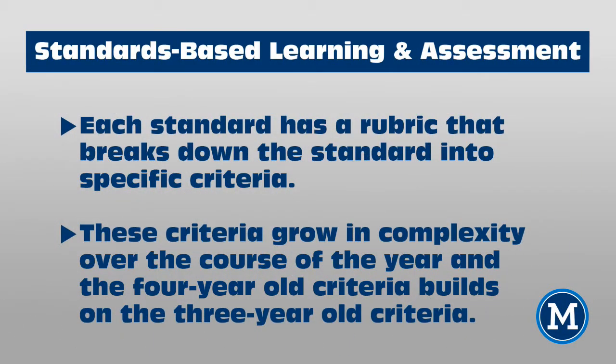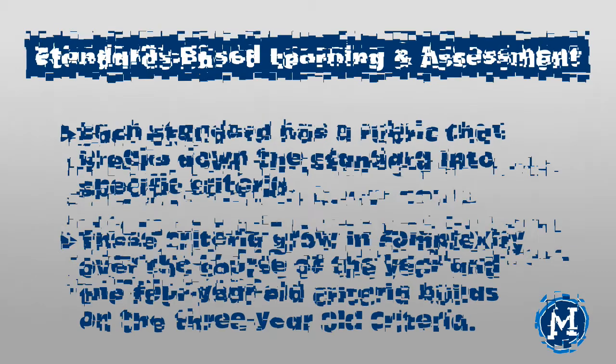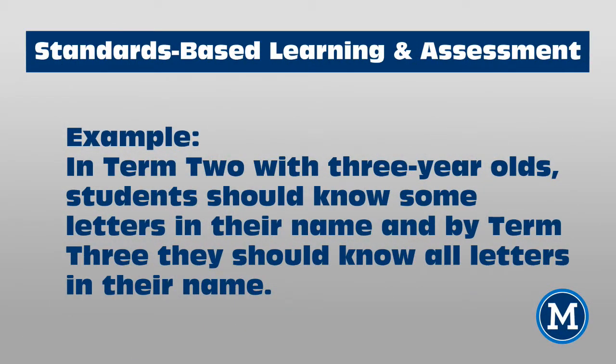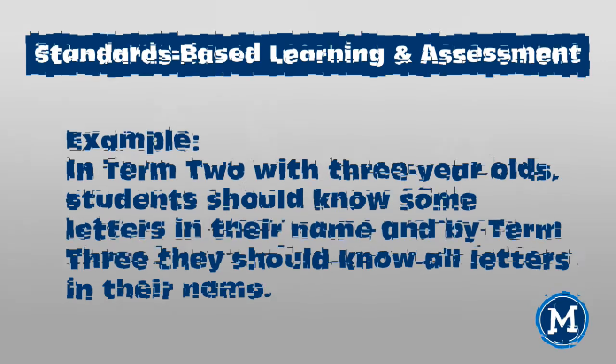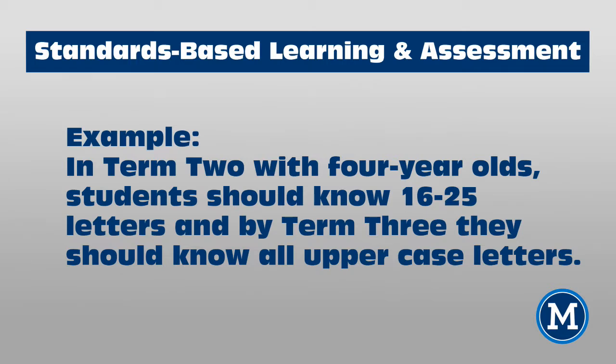To ensure consistency with scoring, each standard has a rubric that breaks down the standard into specific criteria. These criteria grow in complexity over the course of the year, and the 4-year-old criteria builds on the 3-year-old criteria. An example of this is the standard Identify Letters. In Term 2, the 3-year-olds should be able to know some letters in their name, and by Term 3, they should know all letters in their name. In Term 2, with 4-year-olds, students should know 16 to 25 letters, and by Term 3, they should know all uppercase letters. All rubrics can be found on the district website on the curriculum page under Standards-Based Learning.